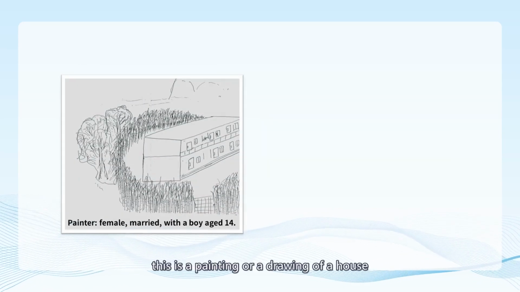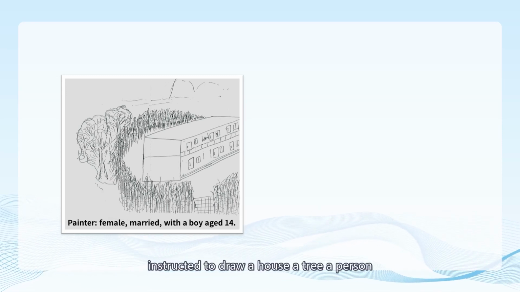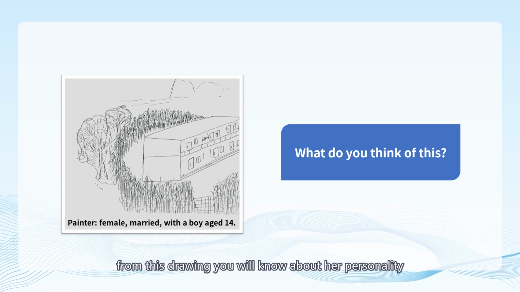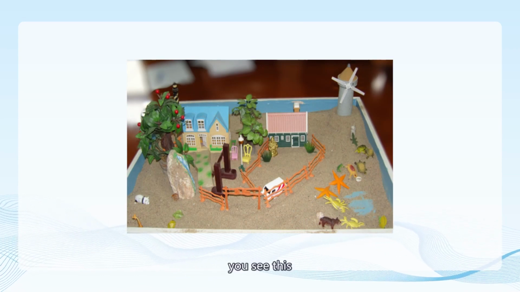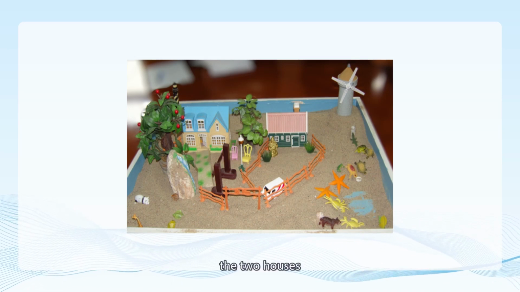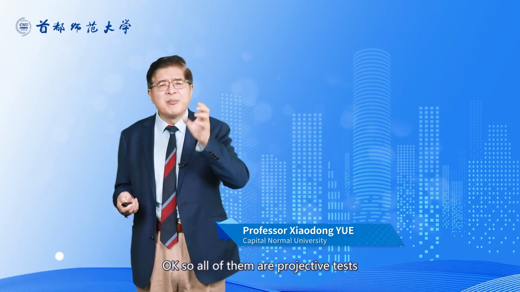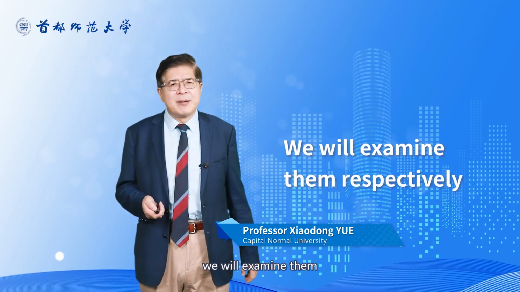And what about this? This is a painting or a drawing of a house. Originally, the person was only instructed to draw a house, a tree, a person, and this is what she eventually drew. What do you think you will know about her personality from this drawing? And what about this? You see this sun, tree, and the two houses. What do they mean? All of them are projective tests, and how they function, we'll examine respectively.